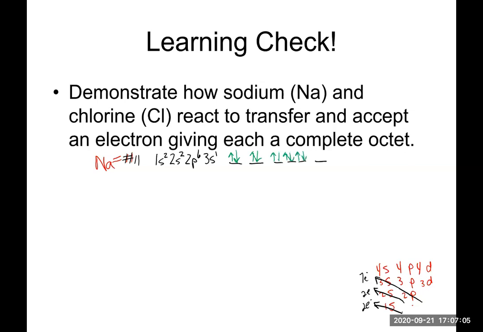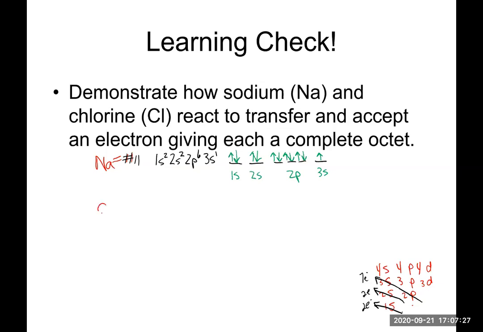2p6, and we fill each of those 3 with 1 electron, then we backtrack and start doubling them up. And we have 1 electron here. And I want to label them. This is 1s, this is 2s, this is 2p, and this is 3s. So now let's do chlorine.